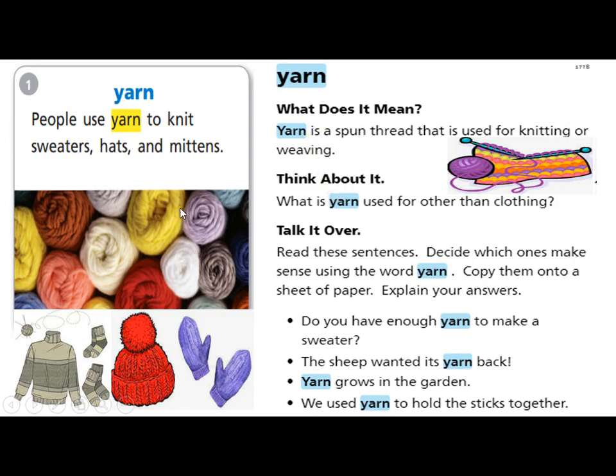So this is a spun thread. As you can see here, it was done by spinning it in a machine, so it becomes in this shape, and we use it for knitting. This is the process of knitting here. What do we knit? We knit sweaters, hats, and mittens, as you can see here, and they keep us super warm in winter. Alright.